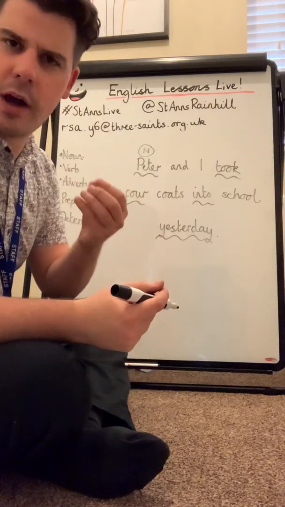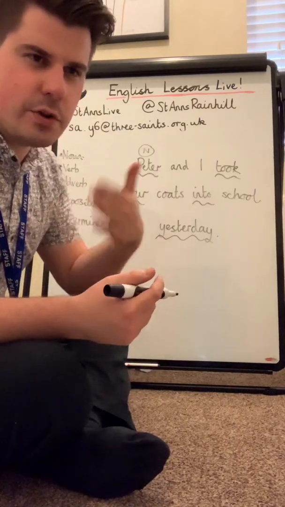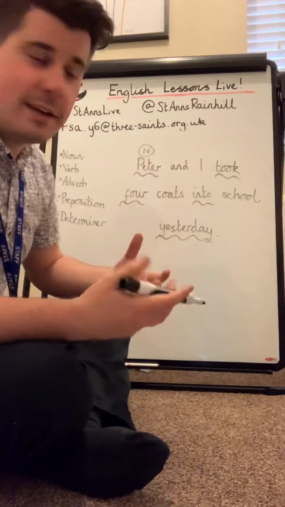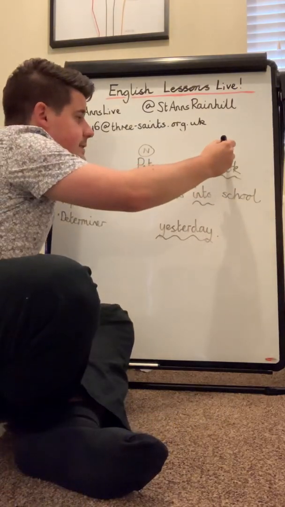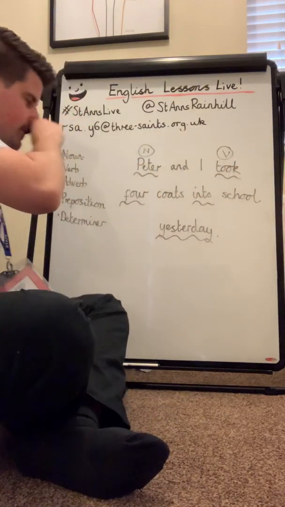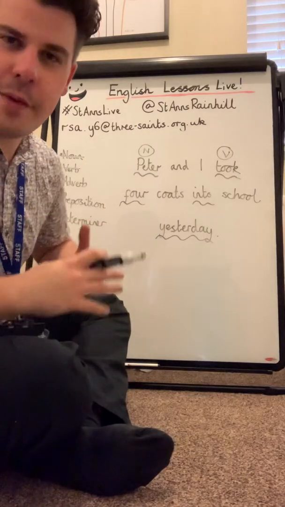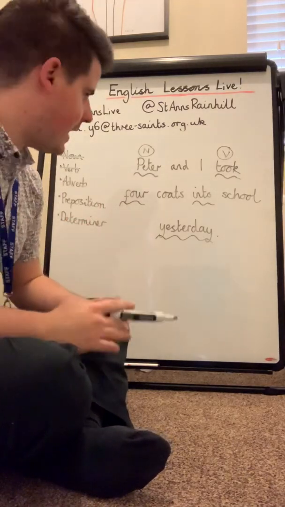You know, because you might say, oh, I can't took. Well, no, you can't took, but took is the past version of take. And you can take. So took here is our verb. Okay? And now we're left with determiner, preposition, and adverb.